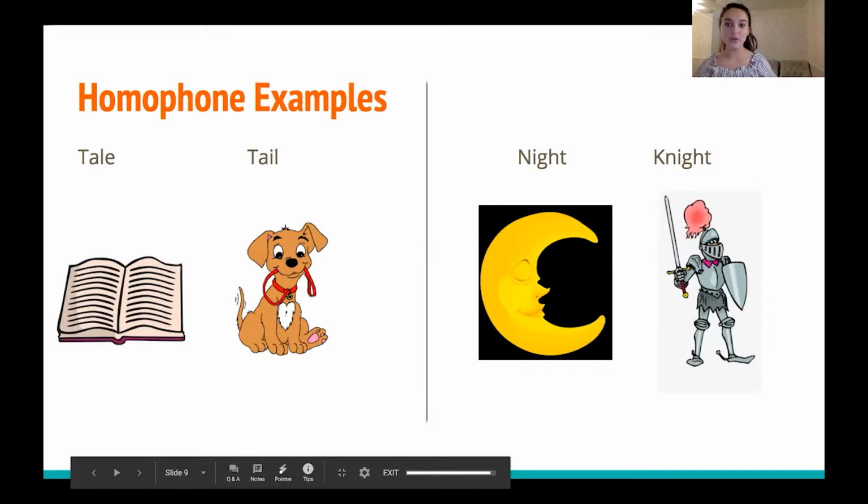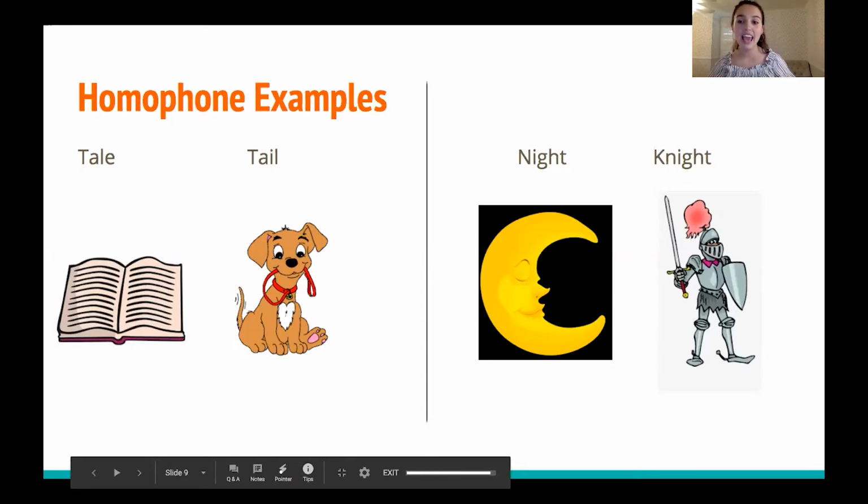Another set of examples is night and night. So for night, we have the moon, N-I-G-H-T. That means it's nighttime. It's most likely we're asleep. It is dark outside and maybe we're having dinner. It is night. And then on the right, you'll see a knight, like a knight in shining armor.